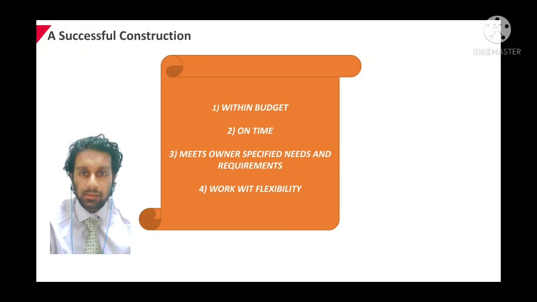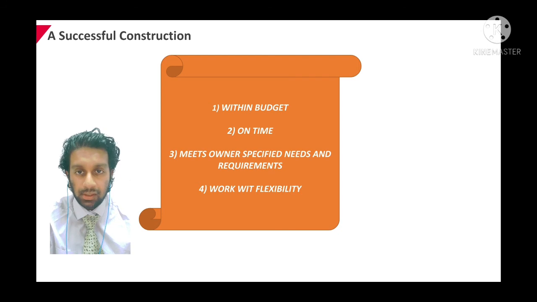Now the last one is a successful construction. In this successful construction, there are certain criteria that you need to know. The first and most important one, within budget. You have to make sure your construction project is within the budget, not more, not less. The second one is on time. You need to deliver the project on time, at the time that you promised. The third one is meet owner's specified needs and requirements. Whatever the owner wants, you deliver at the best.